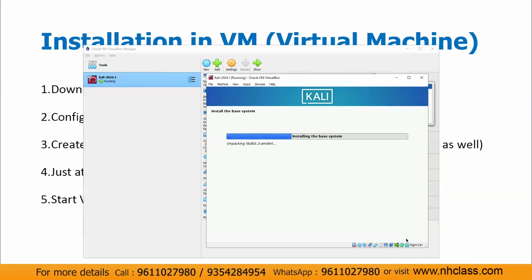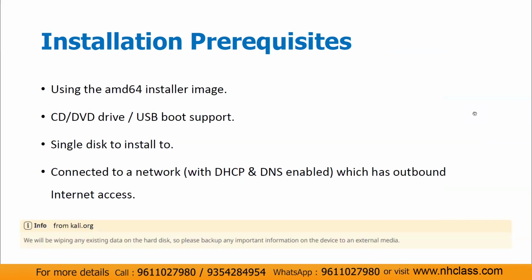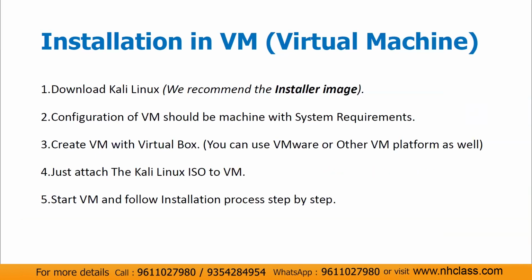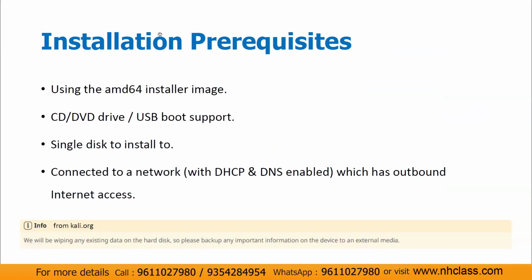So till it is doing the process, let me explain the other steps, which will help you to create a physical instance. Right now I'm doing it in a virtual machine. So if you want to do a physical installation, then what is the pre-requirement? You require the AMD64 installer image, which I have already downloaded. But this time, we are not going to use a virtual machine. So software like VirtualBox or VMware we do not require, but we need to use this image on a different machine where I want to install physically.